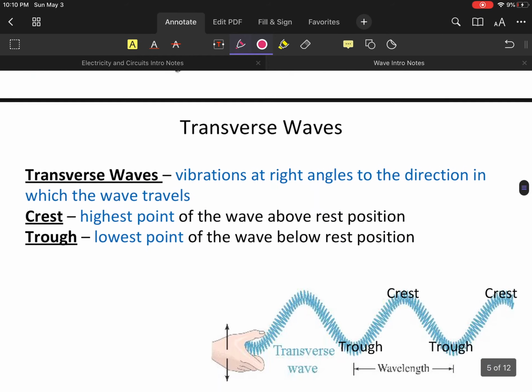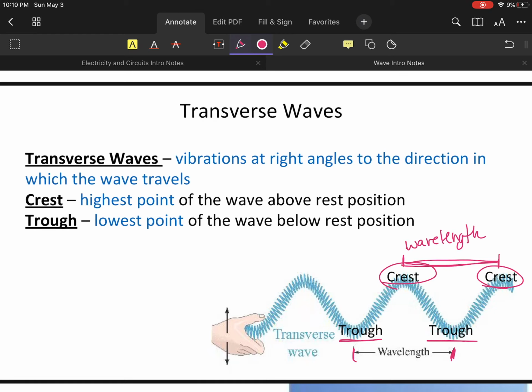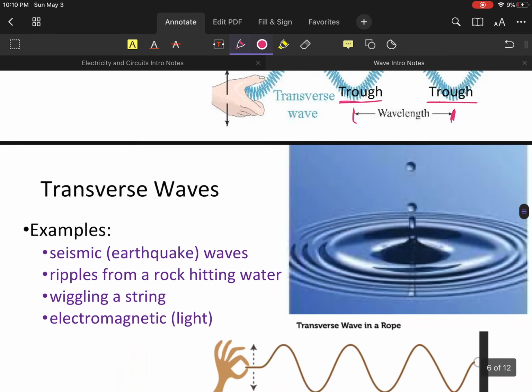Okay. The second type of wave is a transverse wave. This is the wave that you're probably used to seeing. We have our crest up here at the top. We have our troughs down at the bottom. And again, we can measure our wavelength by going from one trough to the next, or usually the more common way is from a crest to a crest. Okay, so make sure you know what those different parts of the wave are.